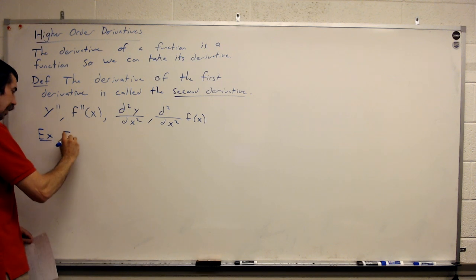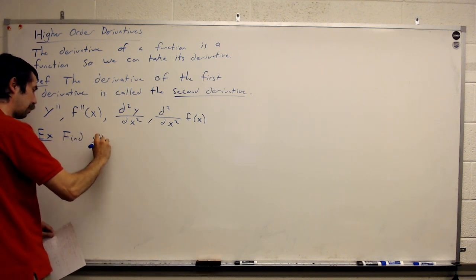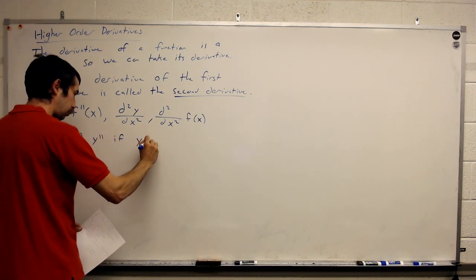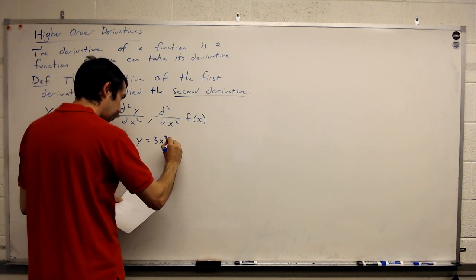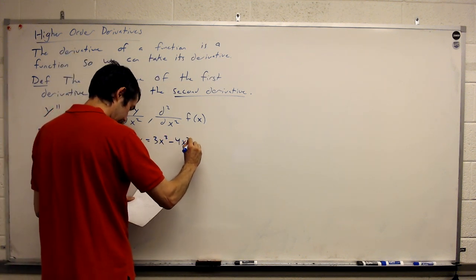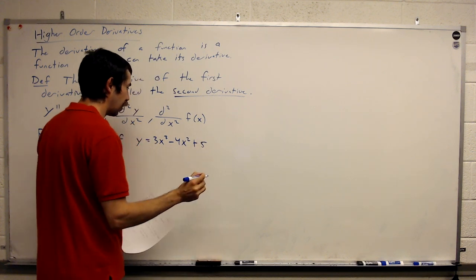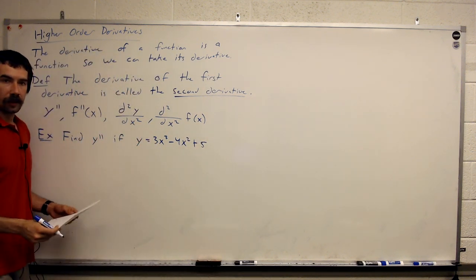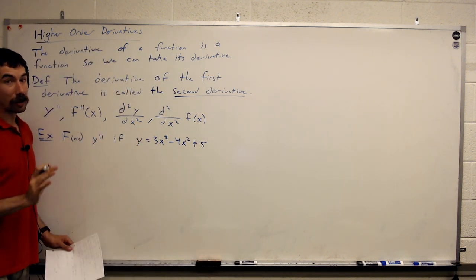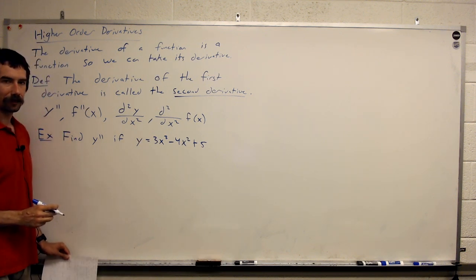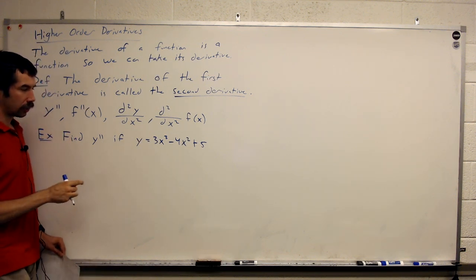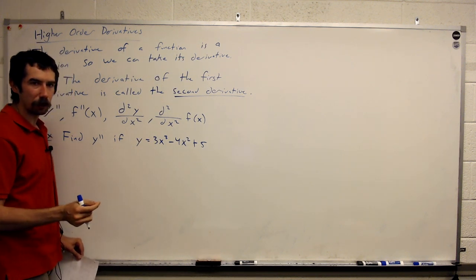All right, so let's find y double prime. If y is equal to 3x to the third minus 4x squared plus 5. All right, so pause the video, try this on your own. It's really straightforward, right? You take the derivative and then you take the derivative again. Welcome back from the pause. All right, so we want to find y double prime.